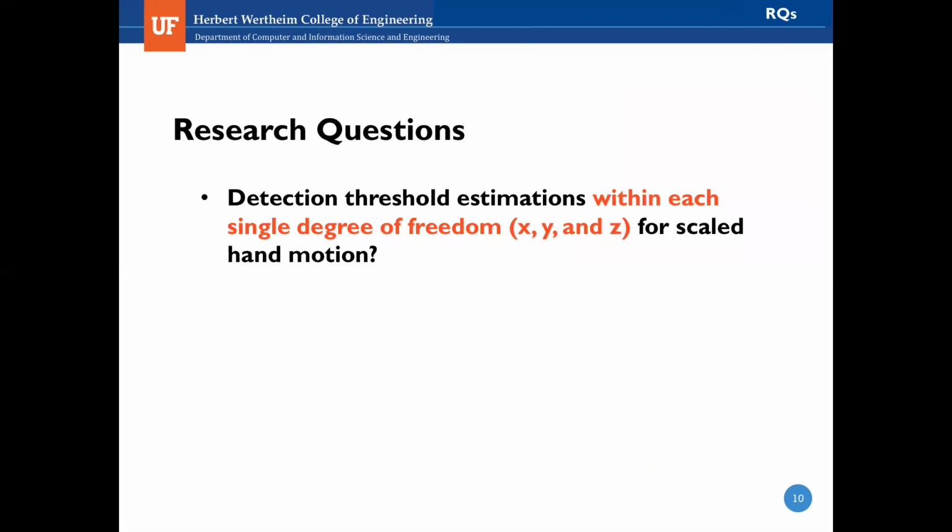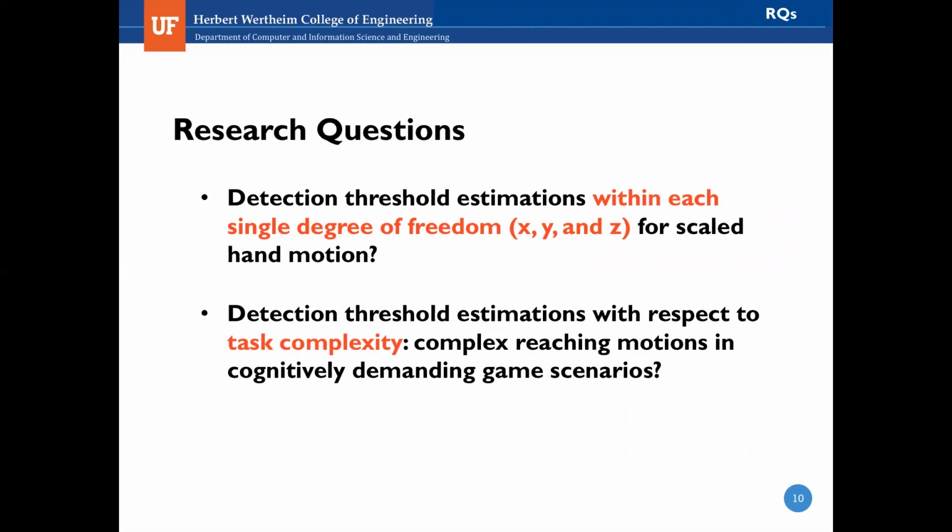So inspired by this motivation, we want to answer the following research questions. First, how do detection threshold estimations differ within each single degree of freedom for scaled hand motion? And second, how do detection threshold estimations change with respect to task complexity? Complex switching motions in cognitively demanding game scenarios with different levels of complexity.